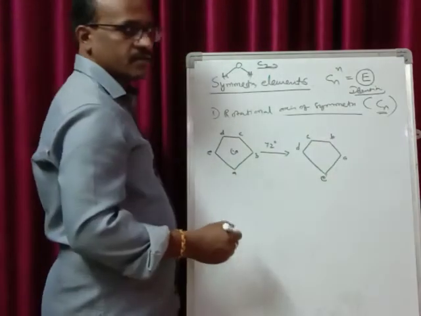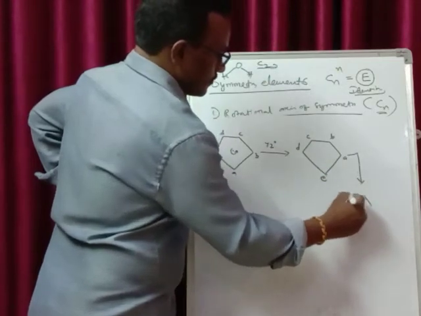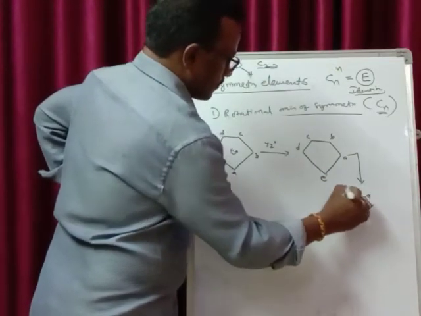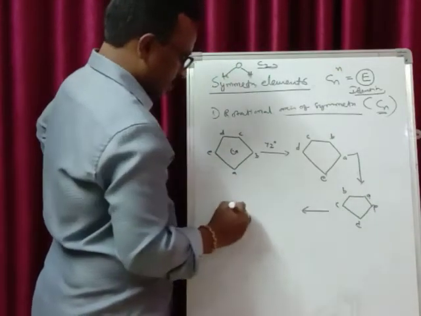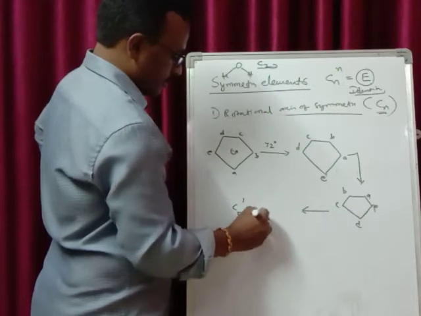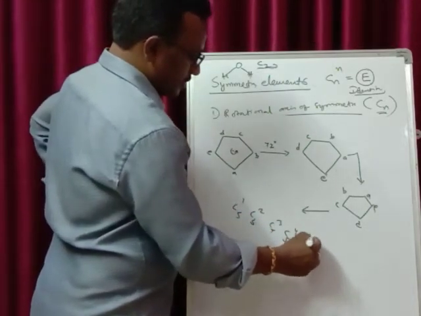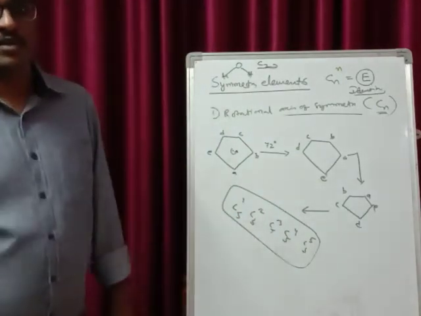Will give you equivalent structure. Like this you get C5^1, C5^2, C5^3, C5^4 and C5^5. So you need to do it 5 times.